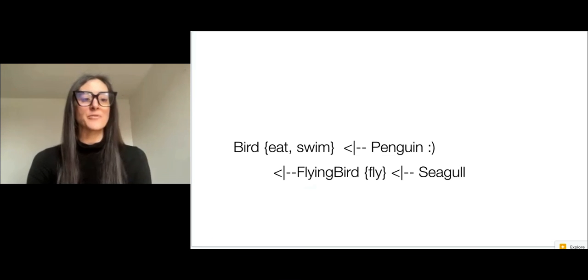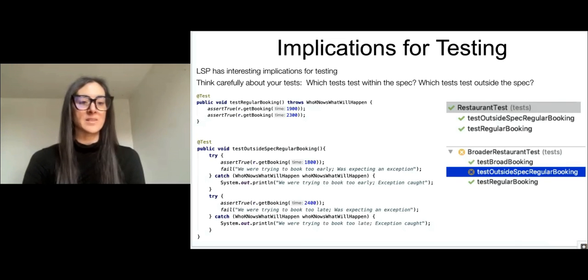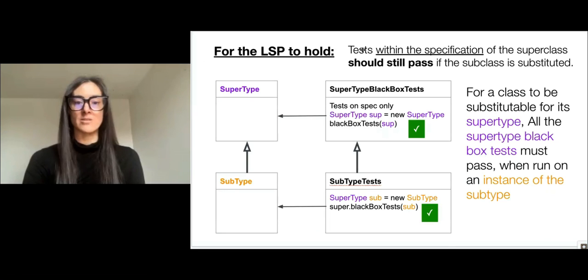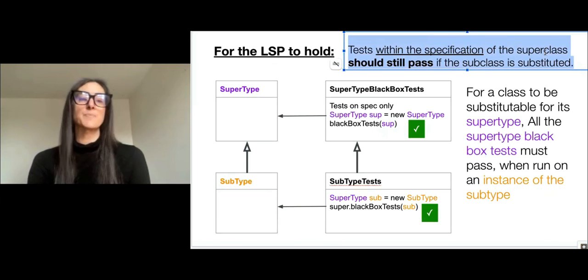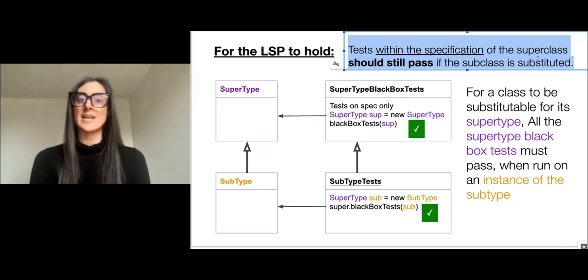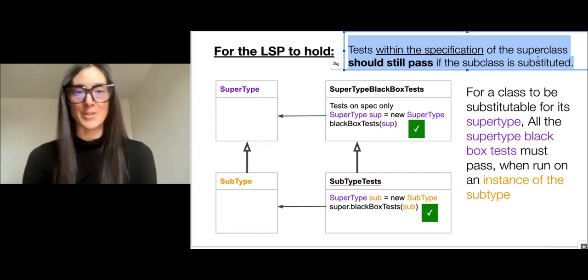Fantastic. Okay, so feel free to ask questions in Piazza about all of this, just in case you get yourself confused. But just remember the golden rule here is this testing rule. This is the one that you should remember: tests within the specification of the superclass, black box superclass tests, should still pass on the subclass. And now you can forever remember the implications of the Liskov substitution principle.